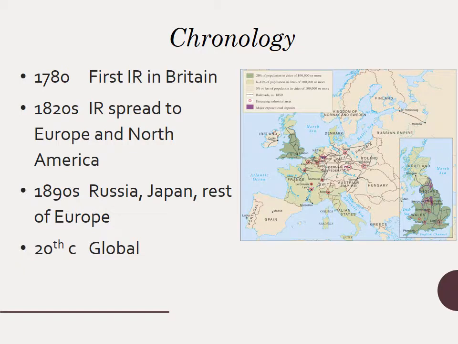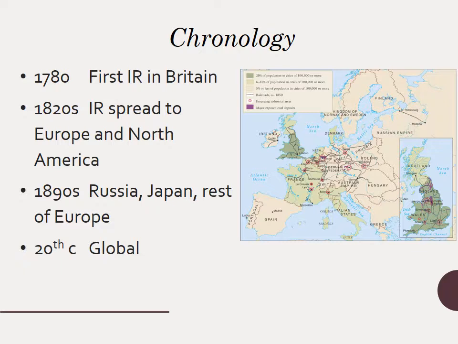Now, a little bit of chronology about how this happens. The Industrial Revolution begins in Britain. They are the first to do this. By the 1820s and 1830s, the Industrial Revolution spread in two directions. It spread to the rest of Europe and also to the United States.